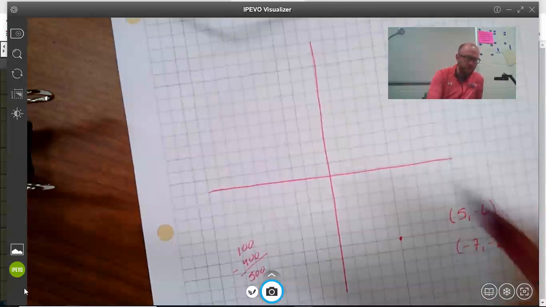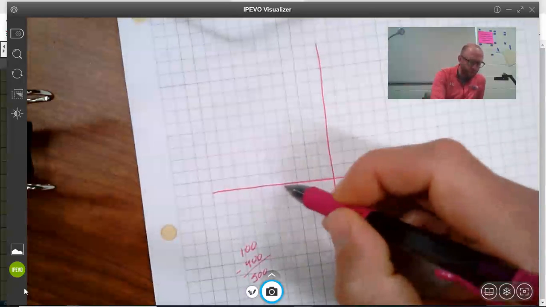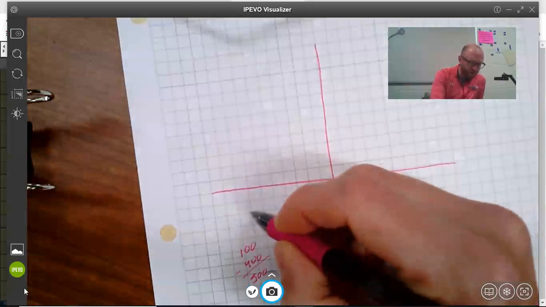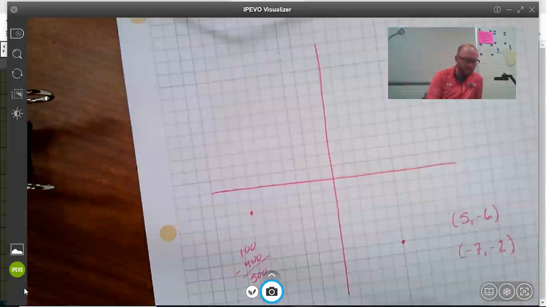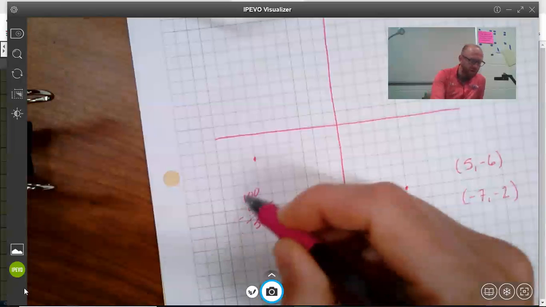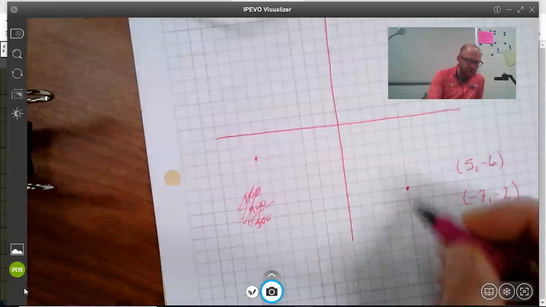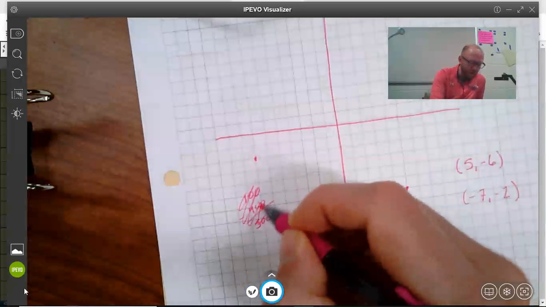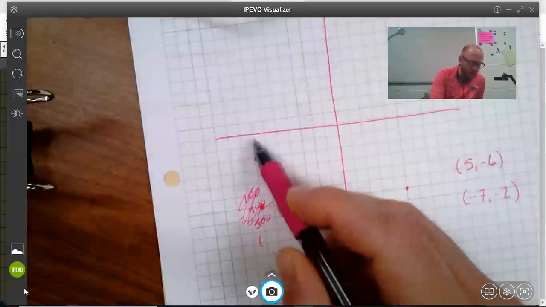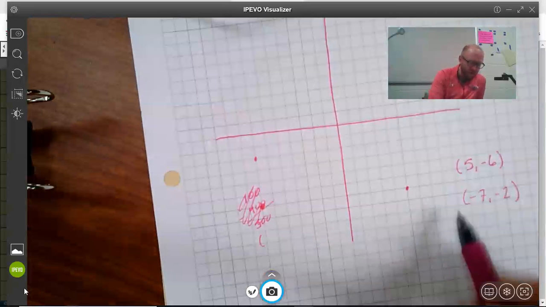Then we have (-7, 2). So 1, 2, 3, 4, 5, 6, 7, and 1, 2, right, -2. So let's see. I have this random calculation in the middle of my graph. That's a problem. So let's see. Our other point must be right here. And that's (-7, -6).